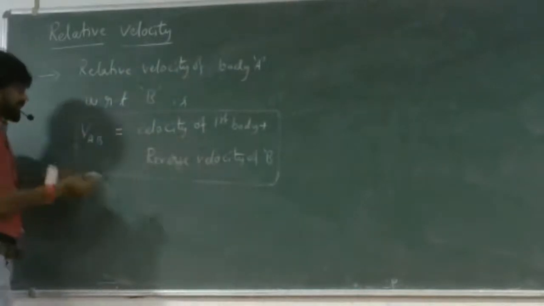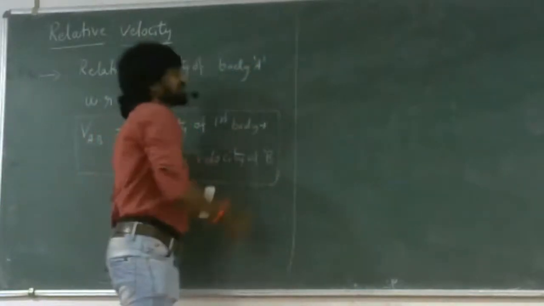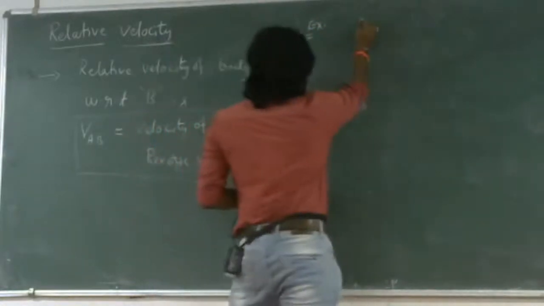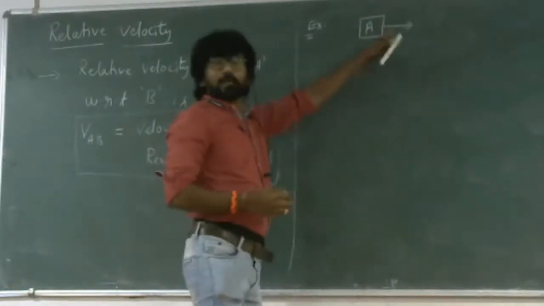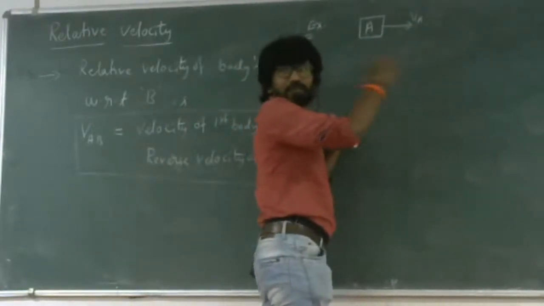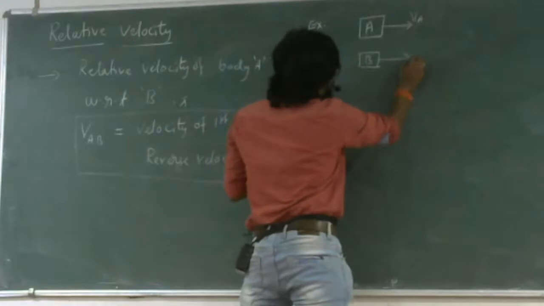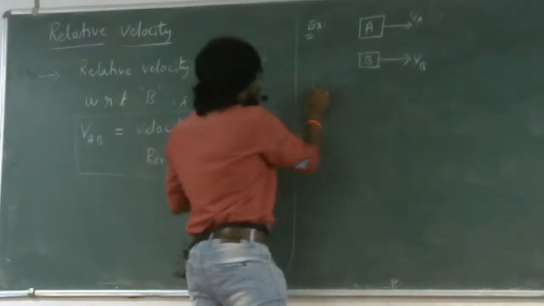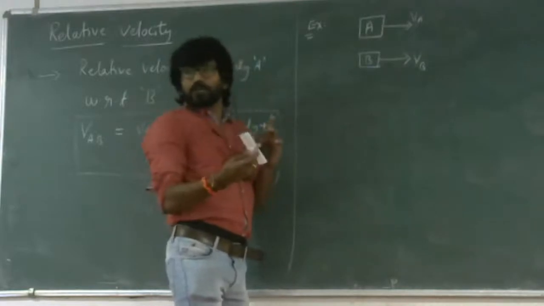In vector form, let us see some examples. Body A is moving with velocity VA towards the right, you can consider this as the positive x direction, and another body B is moving with velocity VB towards the right only, that is along the positive x direction only. Then you may be asked to find the velocity of A with respect to B or velocity of B with respect to A also.